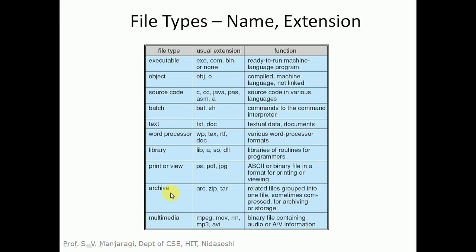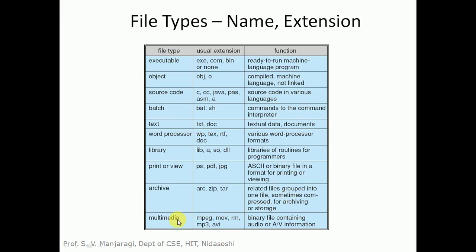Next one is archive. Archive is basically grouping of related files in one file. These related files are grouped into one file, and sometimes they are compressed. So that is called an archive. We have different formats like tar and zip. In Unix or Linux, we make use of tar. In Windows, we make use of zip. So these are the formats used to group the files into one, and they are compressed.